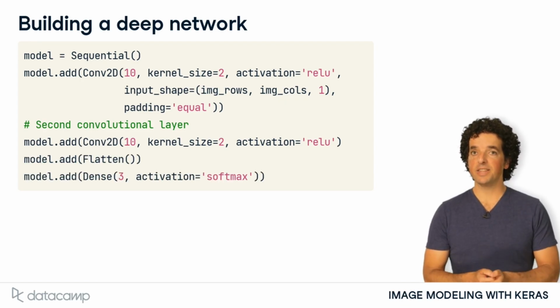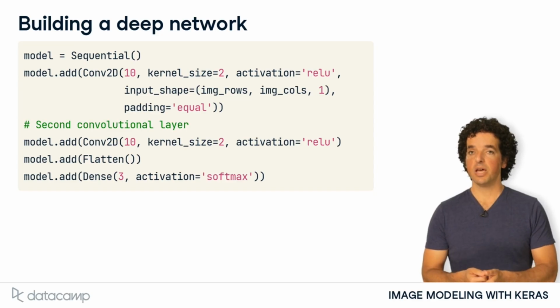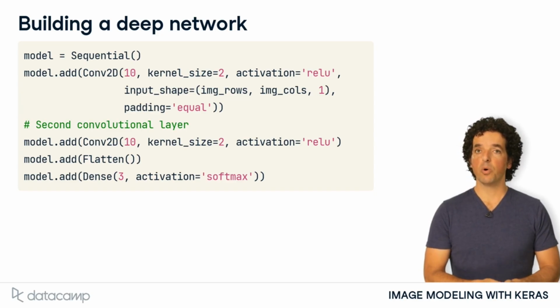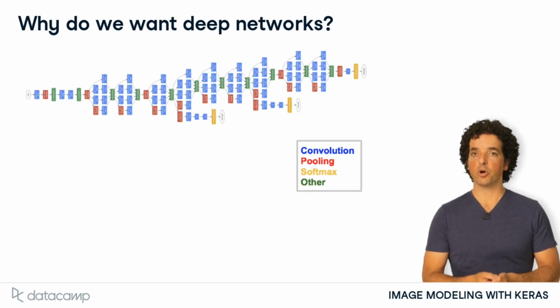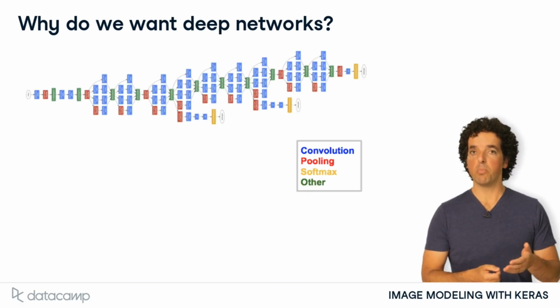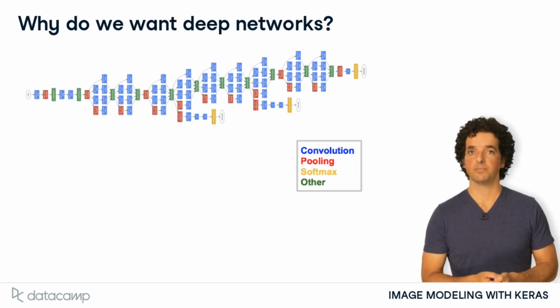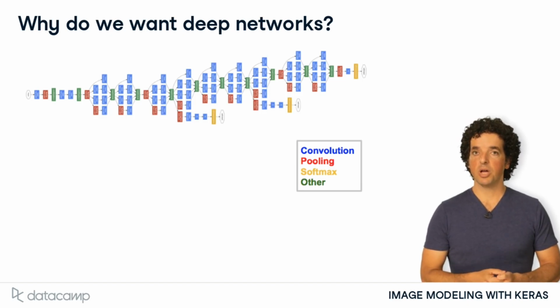Finally, we flatten the output of the second layer and pass it to a dense layer with Softmax activation to decide on the output. Why do we want to add additional layers to a network? This is again motivated by our own visual system, which has multiple layers of processing in it. For example, this is the architecture of a network developed by Google researchers in 2014.